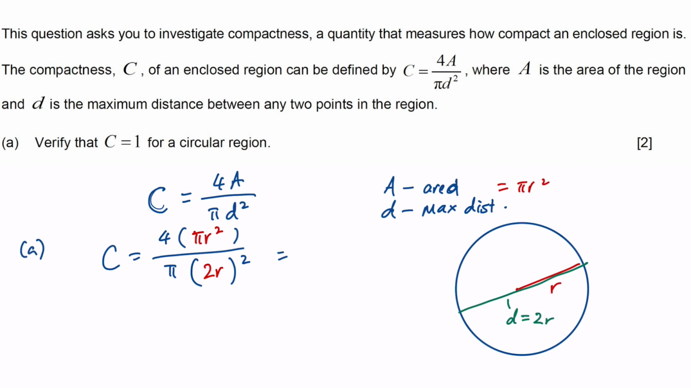If you work this out, you get 4 pi r squared over 4 pi r squared, which really equals 1, as required. This is a good thing because it means that you're on the right track, and that's what this part A is meant to do.